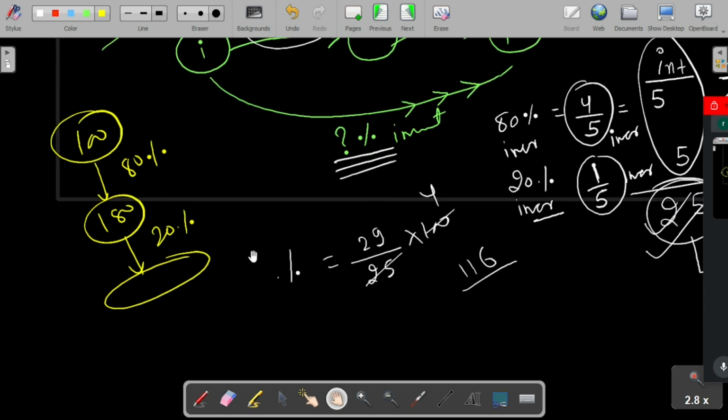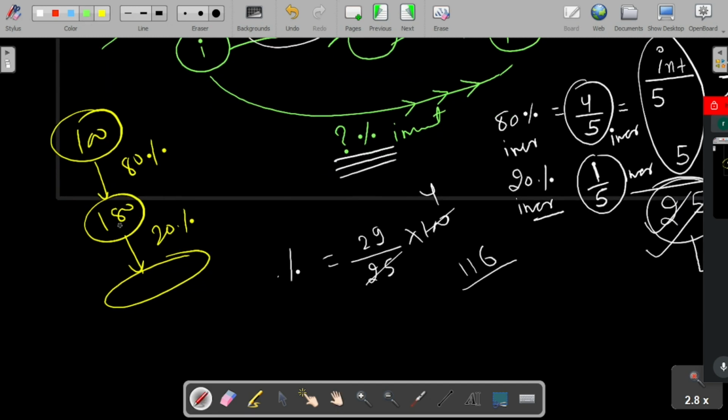If I increase 180 by 20%, do you know how to find what will be the final value? 216. Right? 180 plus 36. Yes, that's correct. So find the overall increment.